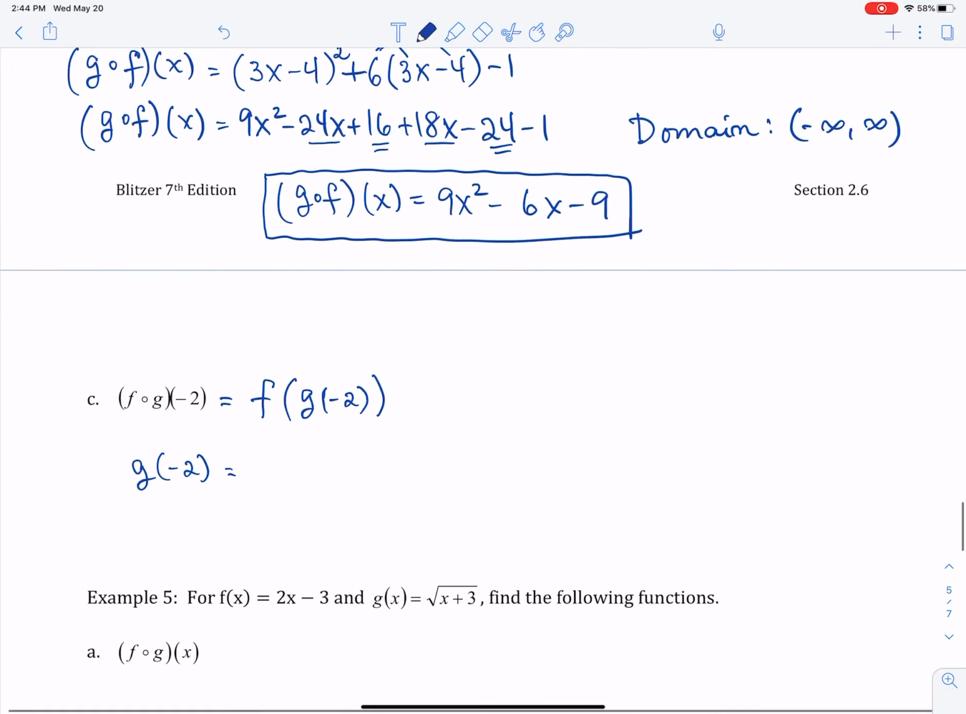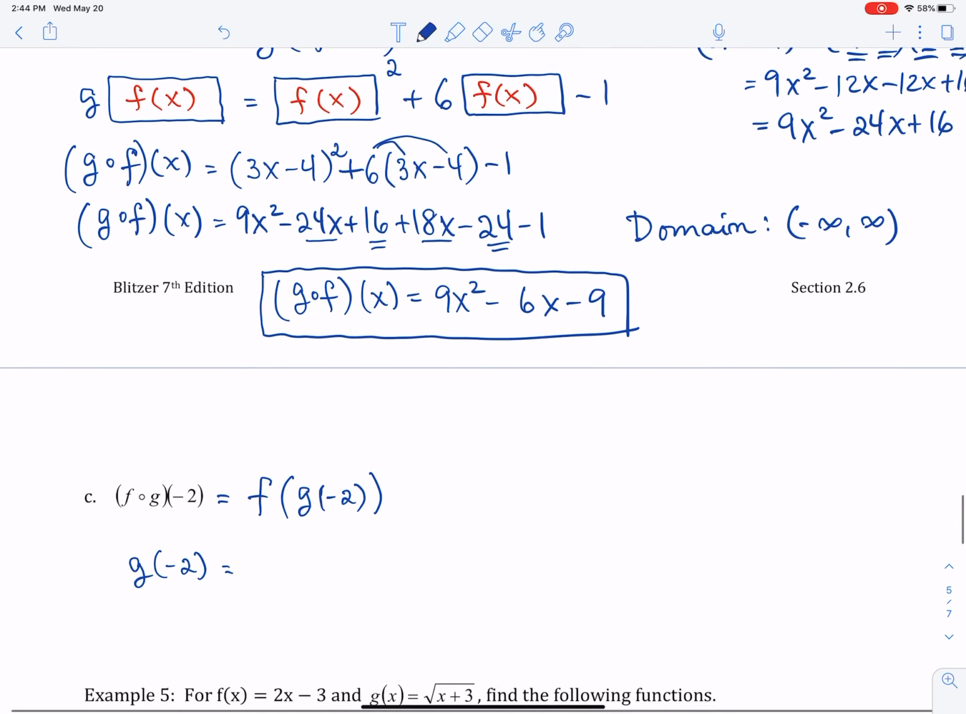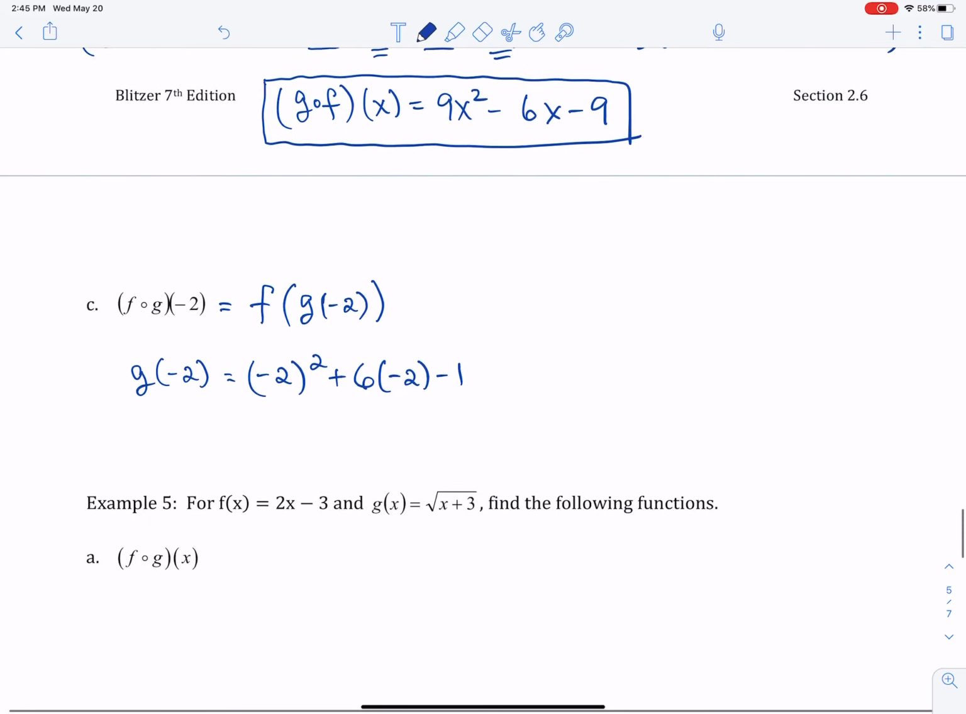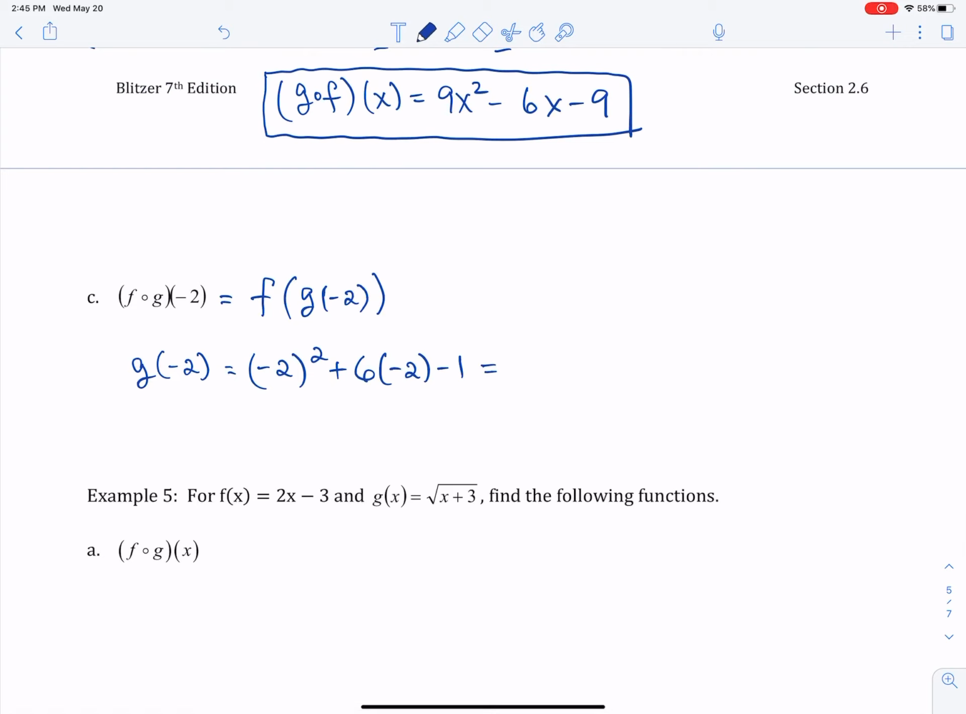And the function g was, I'm looking at here, x squared plus 6x minus 1. So I'm gonna go negative 2 squared plus 6 times negative 2 minus 1. So let's evaluate that. Well, negative 2 squared is 4, and 6 times negative 2 is negative 12, minus 1, this is negative 9.